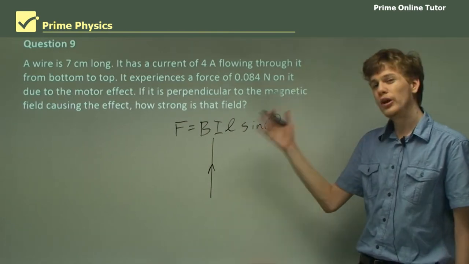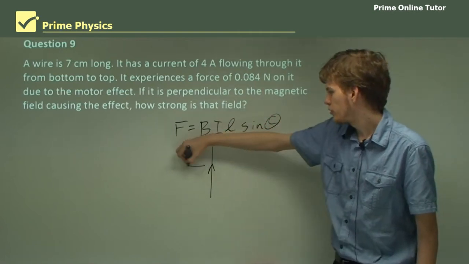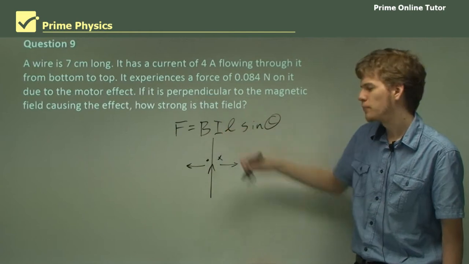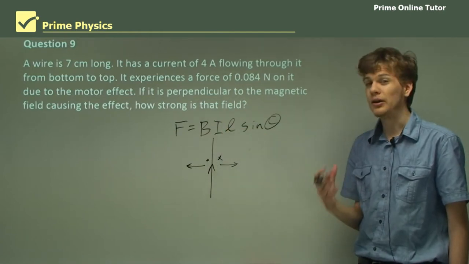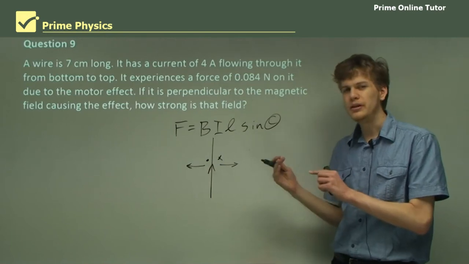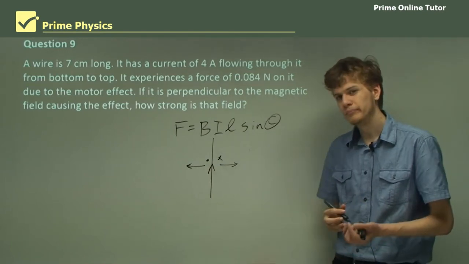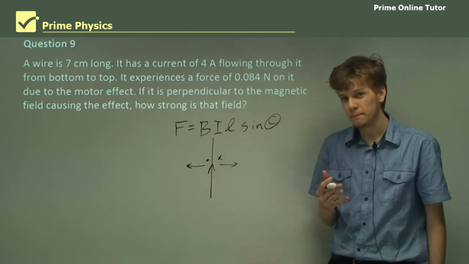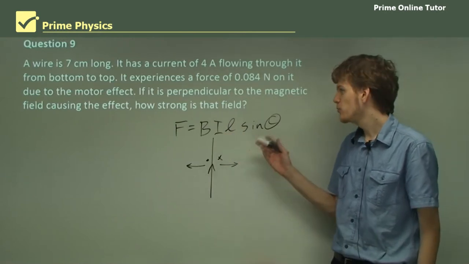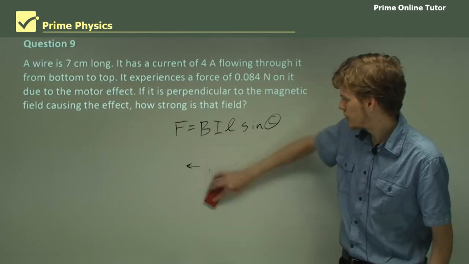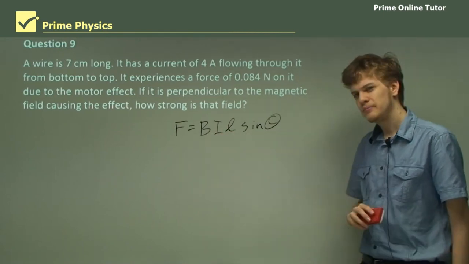Now, because we don't know the direction of the force, whether it's left or right, or towards us or away from us, we can't figure out the direction of the magnetic field, because we know that the field will have to be perpendicular to both of them. However, with this equation, even though it won't tell us the direction of the magnetic field, we can still figure out its strength, right? So how would we rearrange this?